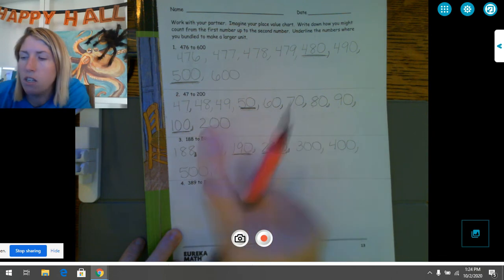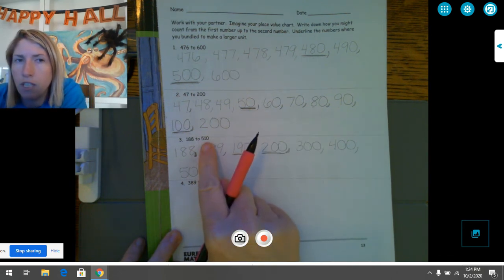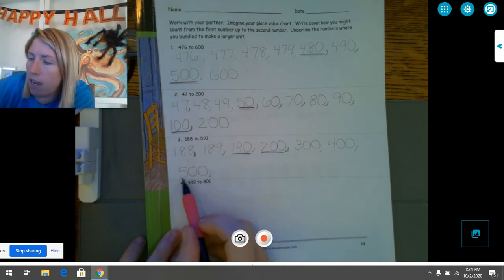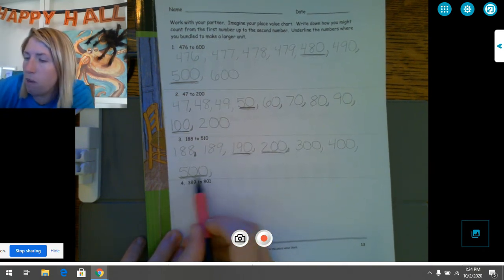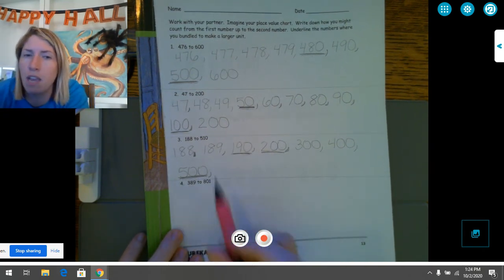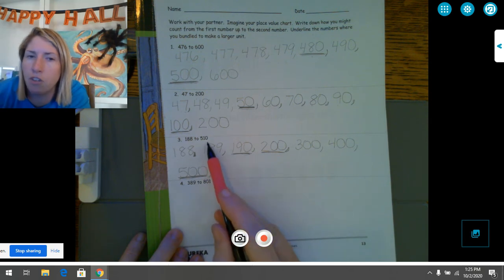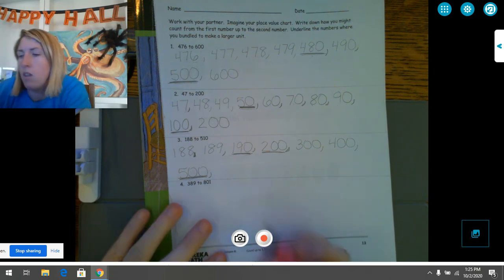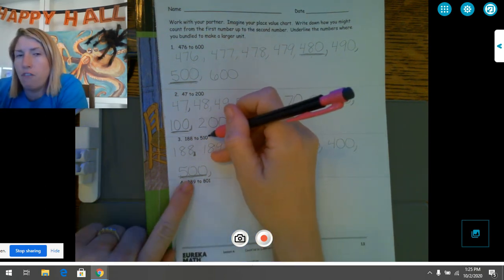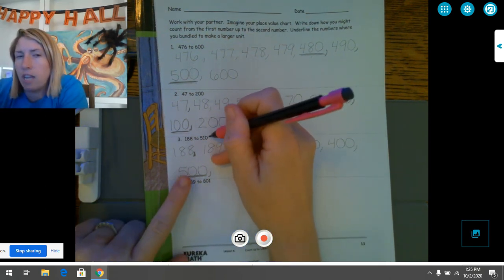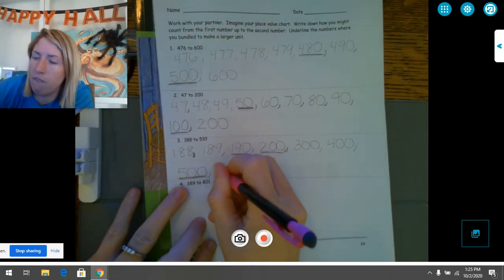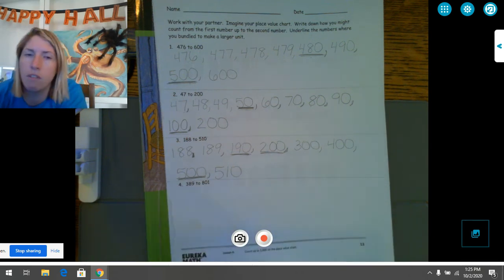500. Can I do another 100 to get to 510? I can't. I would have way too much. So I'm going to underline this 500 because I can't count by hundreds anymore. I'm going to have to count by something else to get from 500 to 510. So should I count by ones or tens? From 500 to 510 there's 10 more in 510 than 500. So I can just count by a 10. I have 510. And that's it.